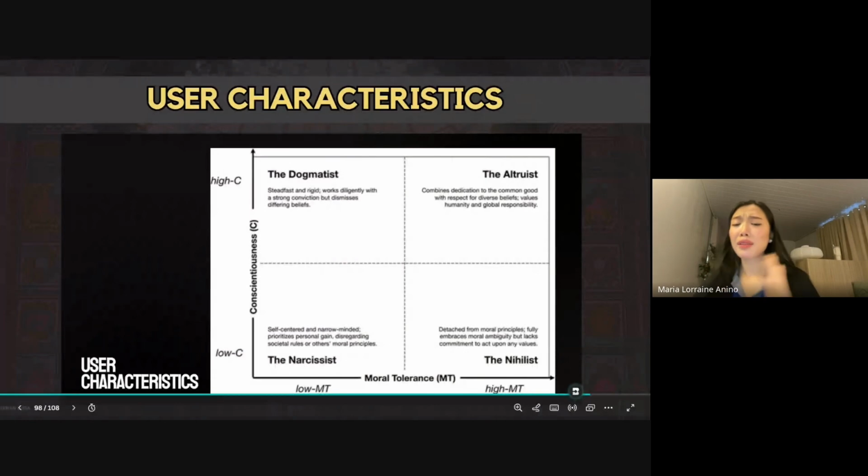Depending on how high or how low you are in these two traits, you fall into one of four categories. Let's go through each one, starting off with the narcissist. We have two extremes, the narcissist and the altruist. Let's start off with the negative extreme. The narcissist, as you can see in the diagram, is at the very bottom, aligning to low conscientiousness and very low tolerance. So both negatives. This is a type of user who only thinks of themselves.